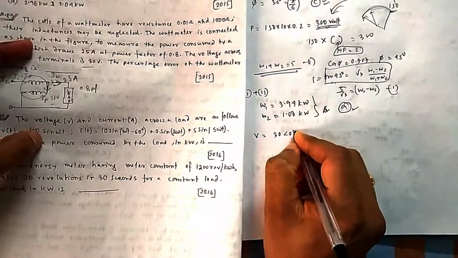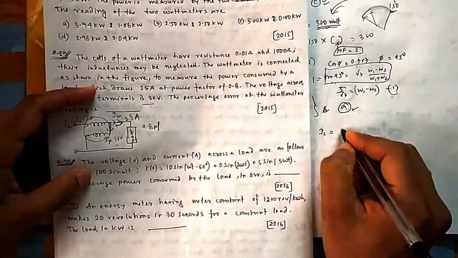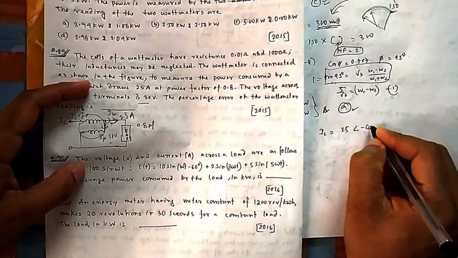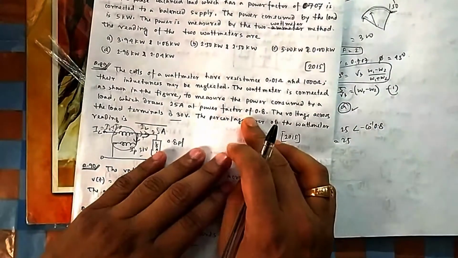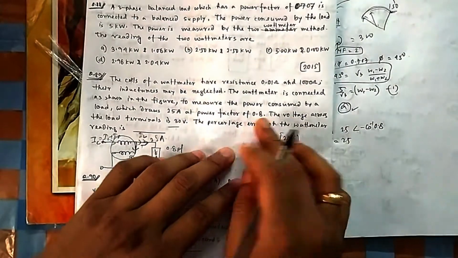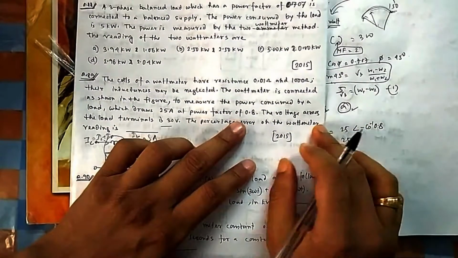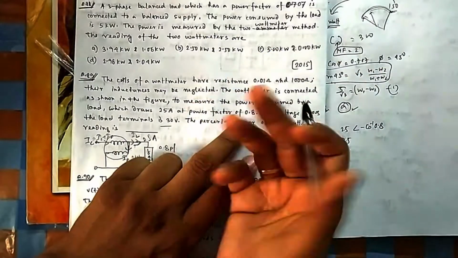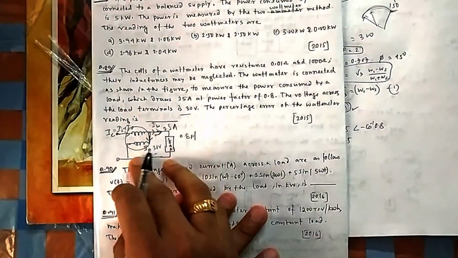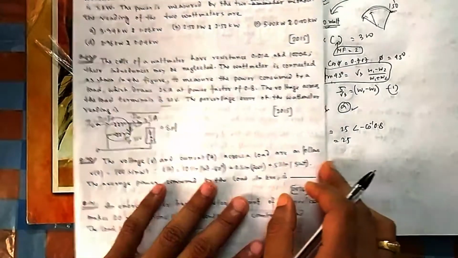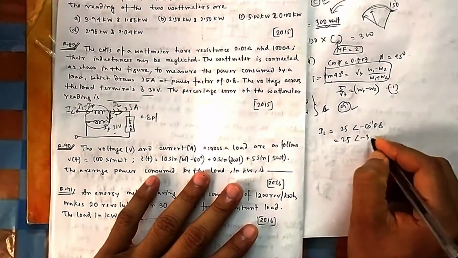So V is equal to, let me take it, 30 angle 0. So what will be IL? IL is 25 at an angle of minus cos inverse 0.8. Why minus? Because it is lagging. Whether it is leading or lagging, ultimately it will be added with a resistive current, that is I angle 0. So 25 angle minus 36.86.